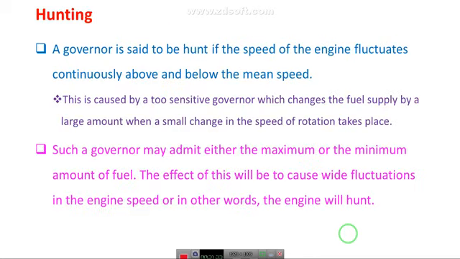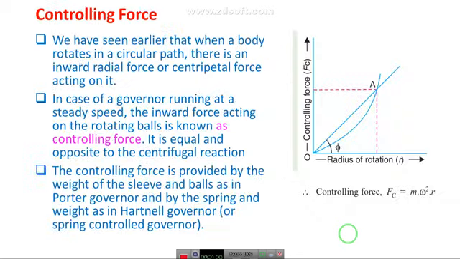Coming to hunting, a governor is said to hunt if the speed of the engine fluctuates continuously above and below the mean speed. Regarding controlling force, when the governor is running at a steady speed, the inward force acting on the rotating balls is known as the controlling force.